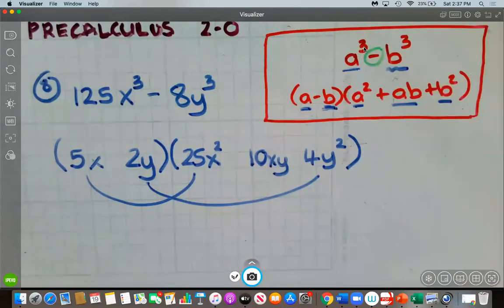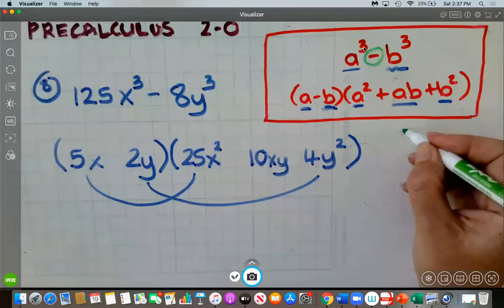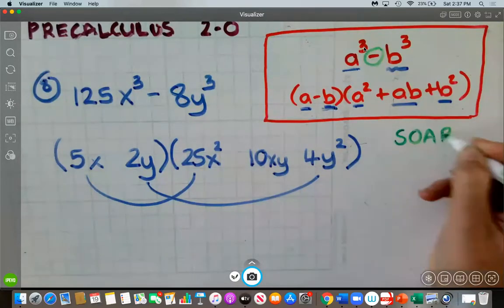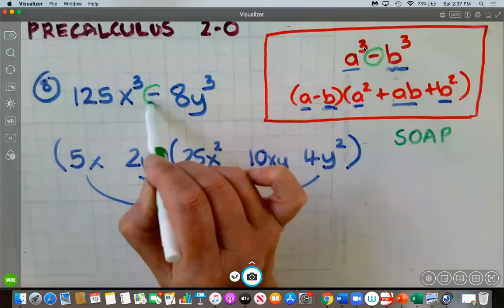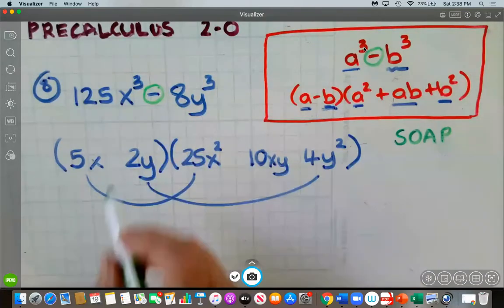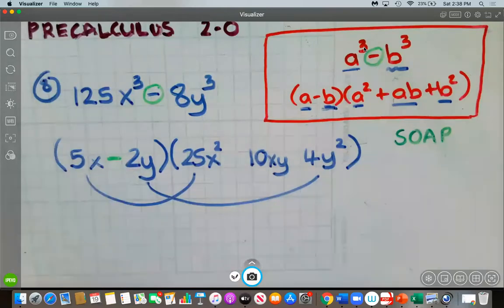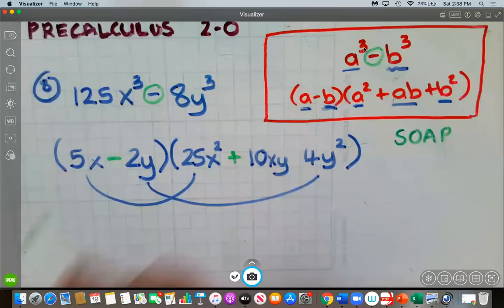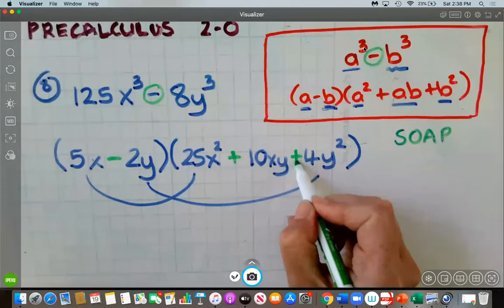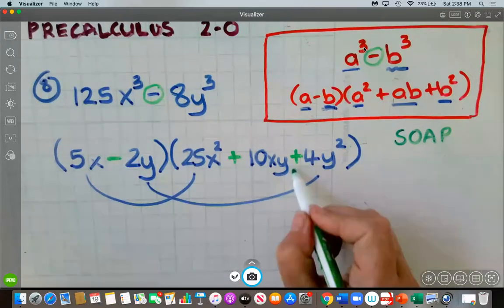The pattern for your signs follows this little acronym SOAP, which stands for same, opposite, always positive. What that means is if you're starting here with a negative or a minus, the first sign is going to be a minus, the same as that one. The next one is going to be the opposite of what your original sign was. And the last one is always positive. This one will always, always, always be a plus.